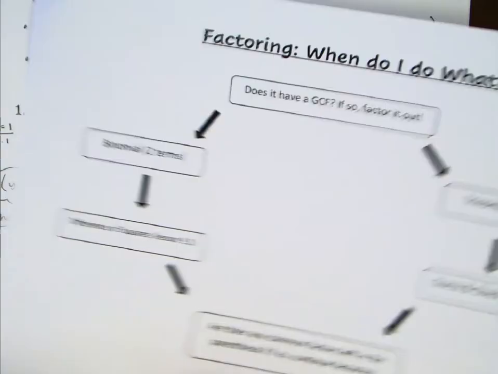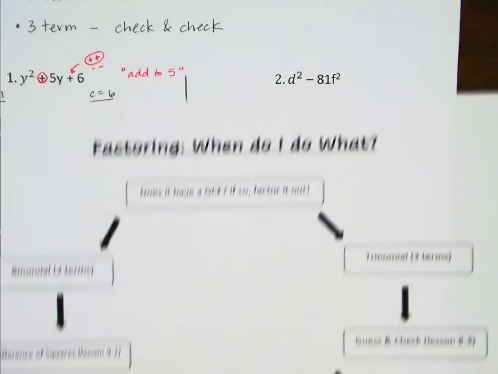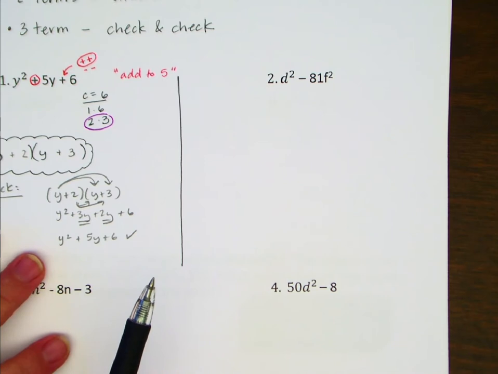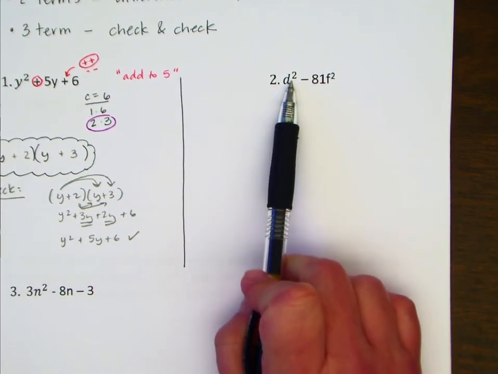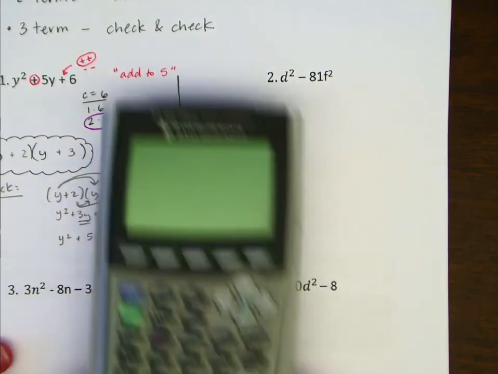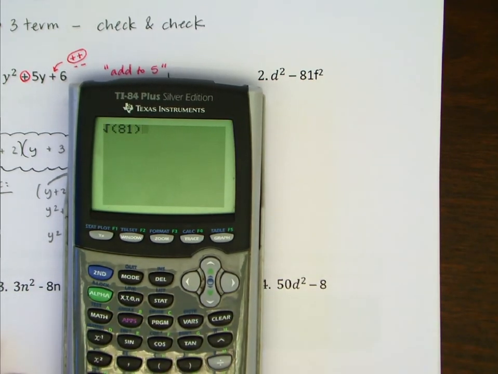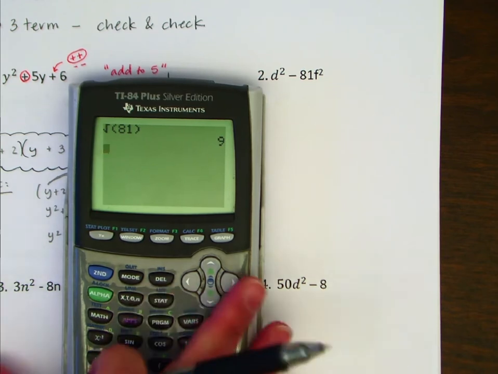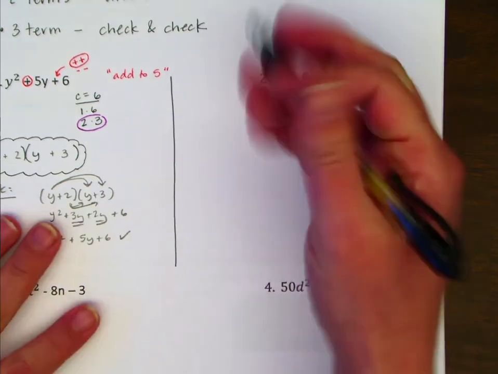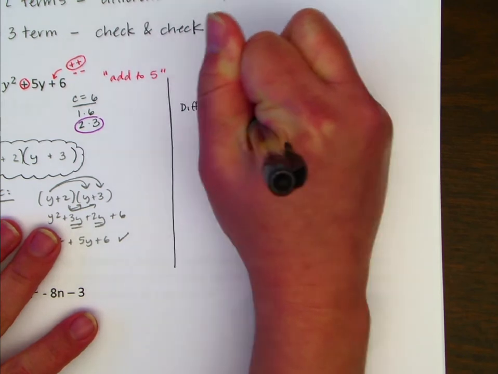Okay, let's go here. How many terms do we have? We were given 2 terms, right? So what should we check for? Difference of squares. Okay, is this a difference of squares? Is it a square minus a square? So d squared, that's a square, minus, we got the minus part. Is 81 a perfect square? Well, if you're not sure, you can totally take your calculator and take the square root of 81. And if you get a whole number, 9, then it is a perfect square. So 81 is a square. And then we have f squared, which is also a square. So this is a difference of squares.